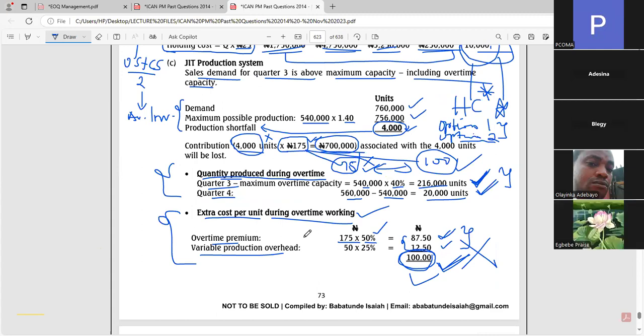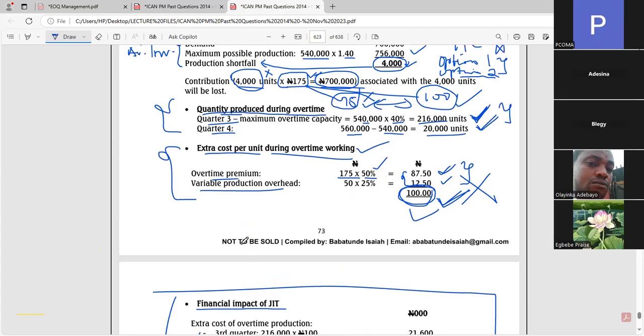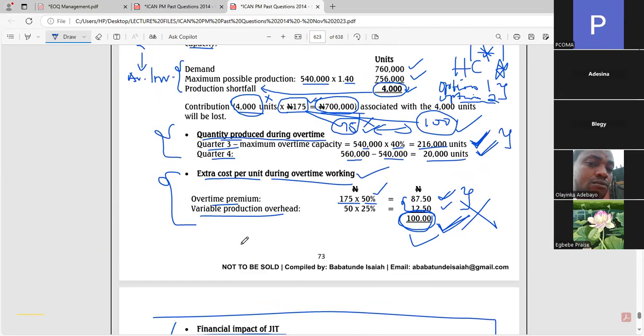So if we are spending money to work overtime, it's only going to affect us for the third quarter and the fourth quarter. For the third quarter, how many units are we going to produce extra by virtue of overtime? That's your 216 that we calculated, which is 540 times 40%. That's the extra that we are producing, the maximum we can produce.